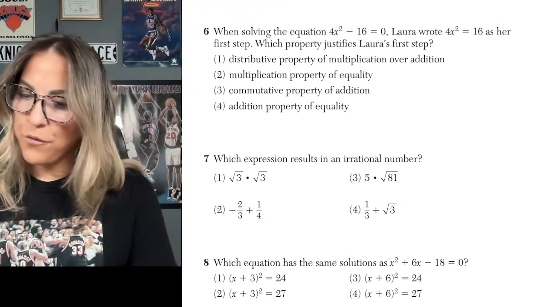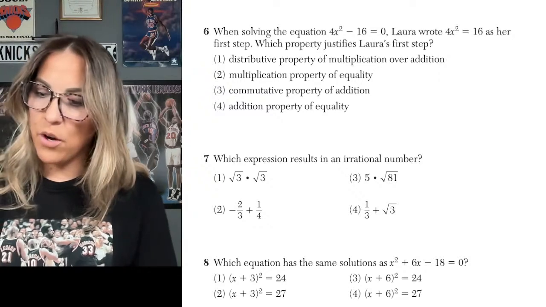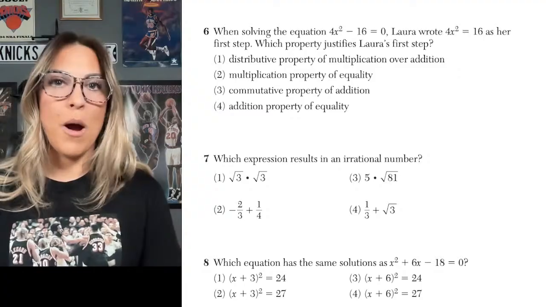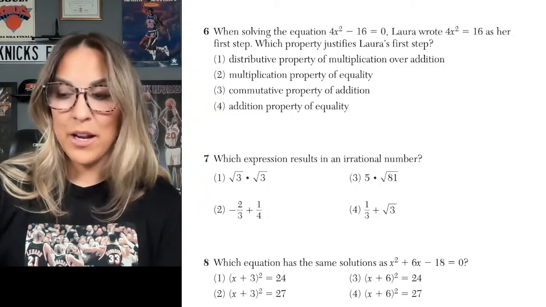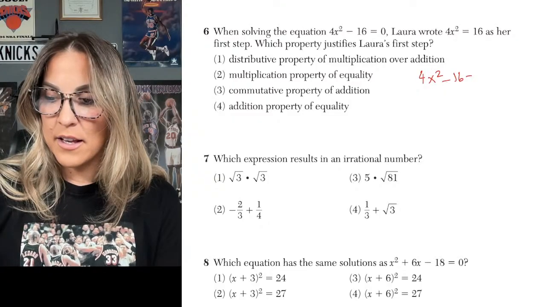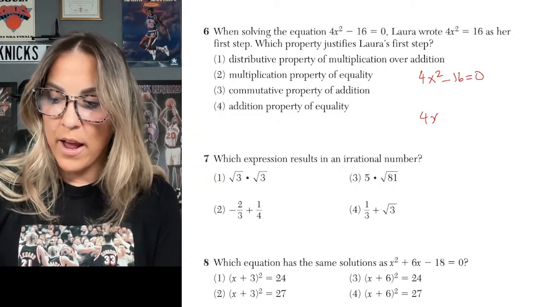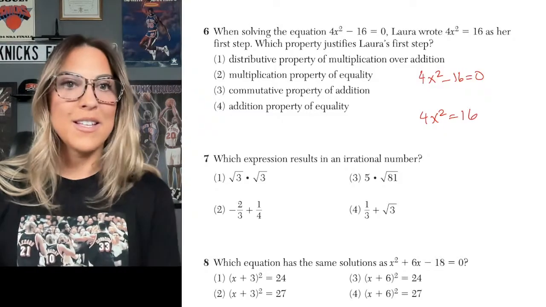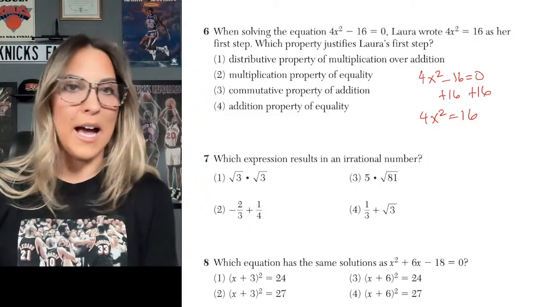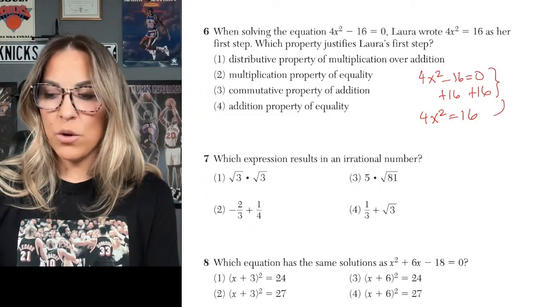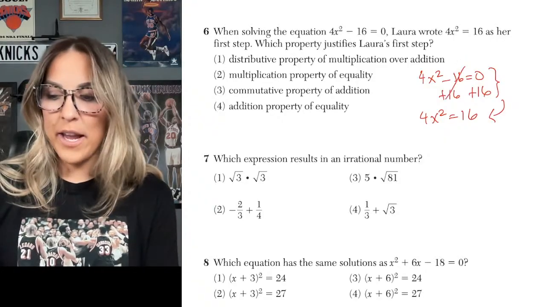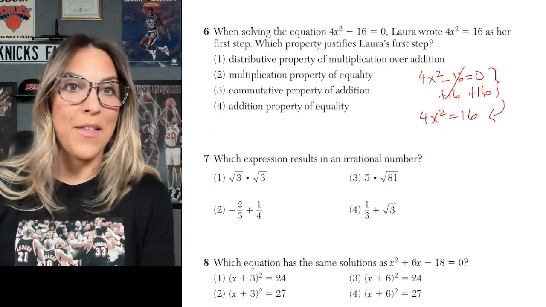When solving the equation 4x squared minus 16 equals 0, Laura wrote 4x squared equals 16 as her first step. Which property justifies it? Not much math here either. This is also honestly just some vocab. To get this equal to 4x squared equals 16, the step that they're not showing you is that she must have added 16 to both sides, right? 0 plus 16 is the only way that I would get that 16. And then if I add negative 16 plus 16, they'll cancel out. That's why there is no 16 on that left side anymore.